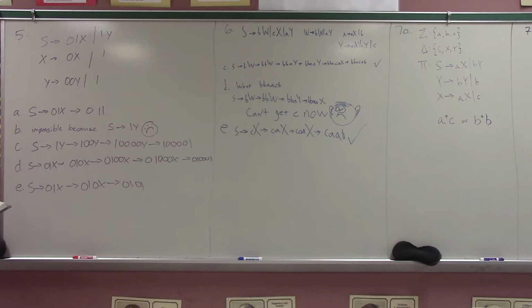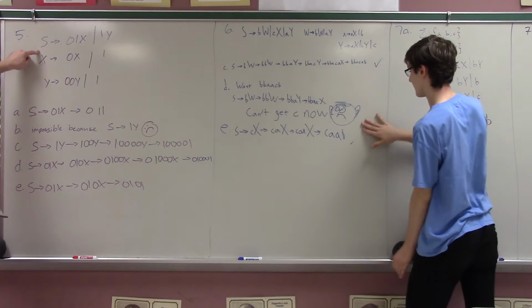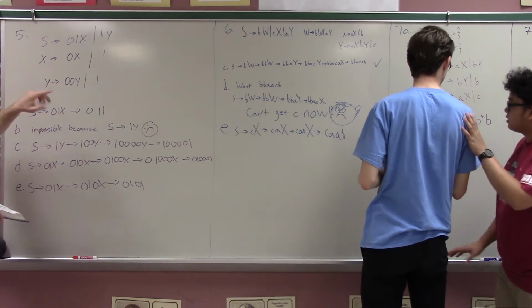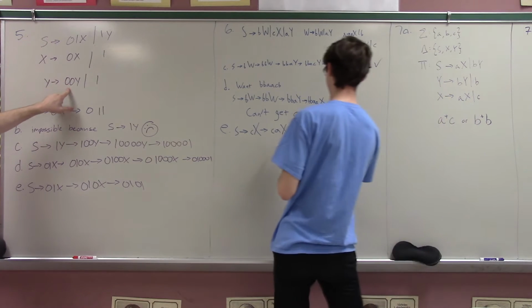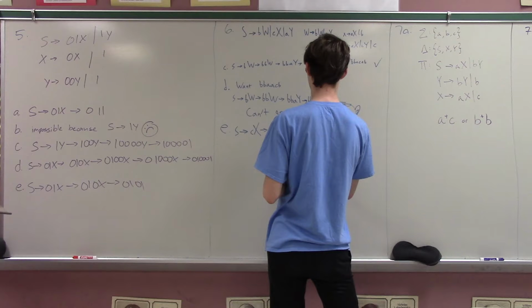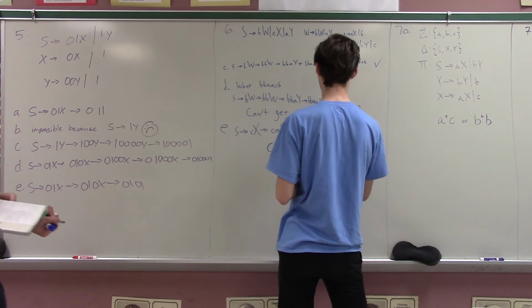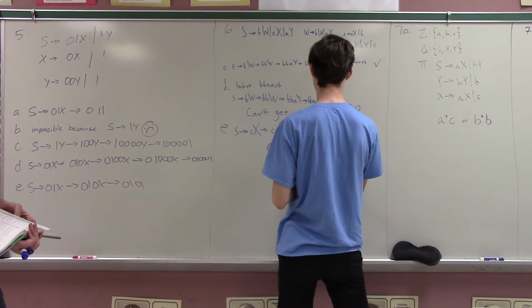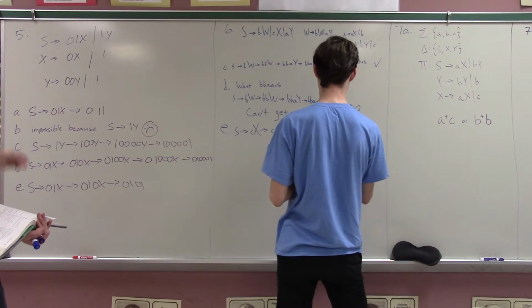B is impossible. What was B again? It was 101. It appears that we just can't make 101, because the only way to make a string start with a 1 is S goes to 1Y, but then Y can only make 2 zeros or a 1. It can't make just 1 0. So good. Anyway, we're going to blitz through this homework. D and E can also each be made, like C, with a derivation.